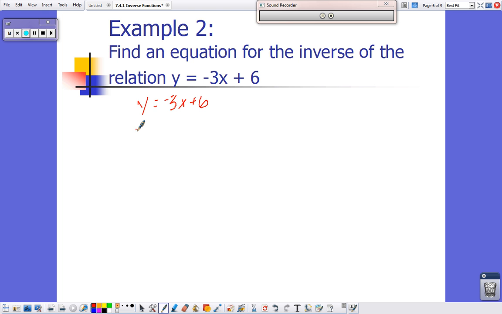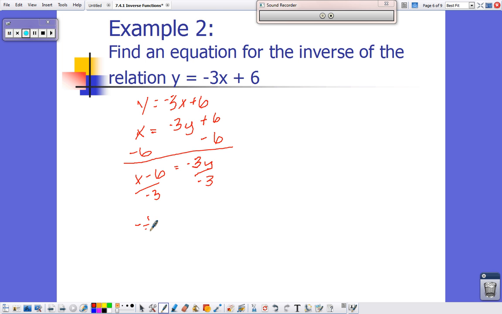Next step is we have to switch our x and the y. So x equals -3y plus 6. And we're going to solve this thing for y. So we're going to subtract 6. So x minus 6 equals -3y, and then divide by -3. Okay. So remember there's an invisible 1 here. So I get -1/3 x. -6 divided by -3 gives me a +2. And that equals y. Okay.